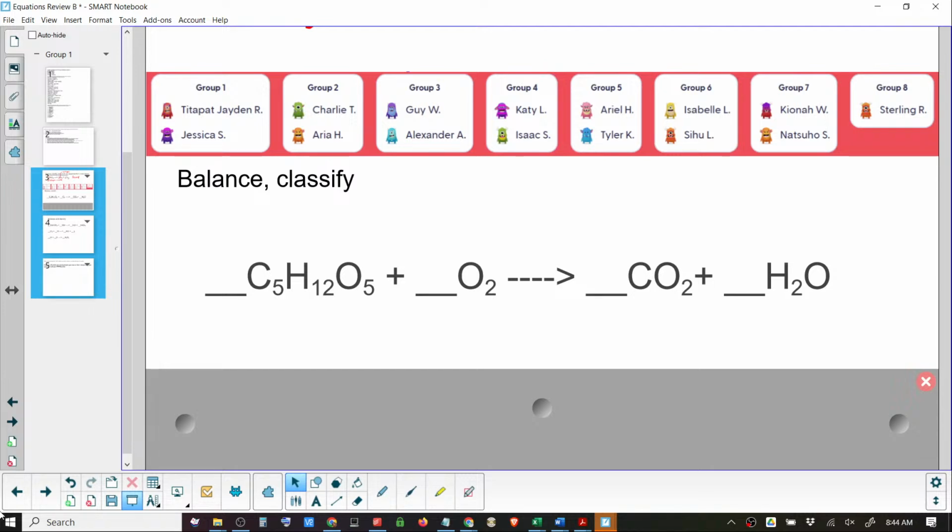Excellent. Well, I was hoping you'd get your own answer so I could check mine. You don't have to write it as a word equation. Just balance and classify. We just have to classify it now. C5H12O5 is not something you know how to name. I'd have to tell you it's fructose. C5H12O5.